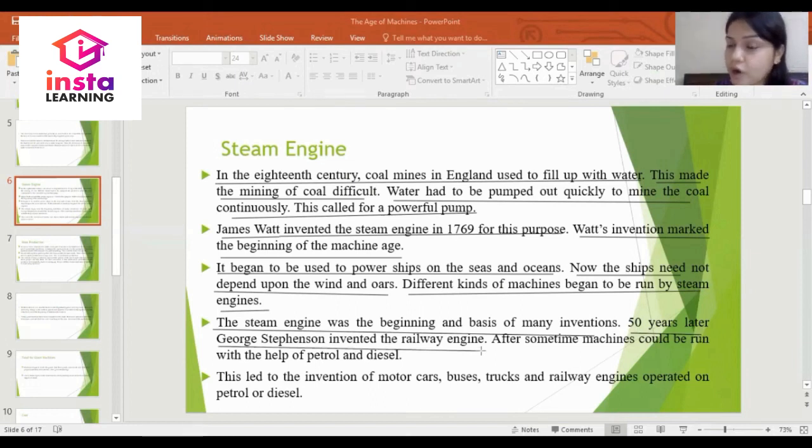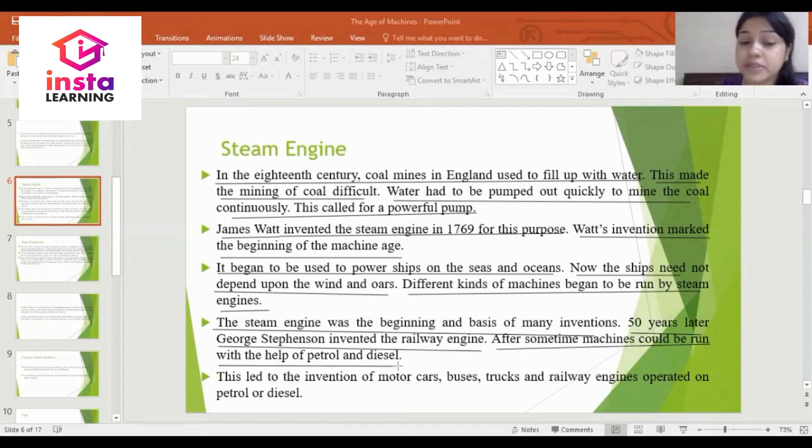This is a very important question that you should know: who invented the railway engine? So the answer is George Stephens invented the railway engine. Dear student, after some time, machines could be run with the help of petrol and diesel.